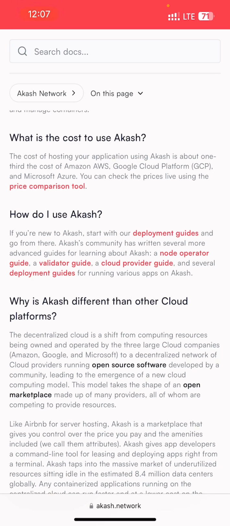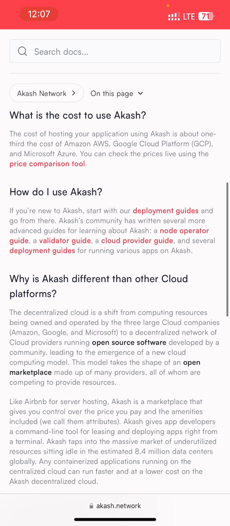That is very important because you must have heard of several platforms, and then you know that okay. But then why is Akash different?